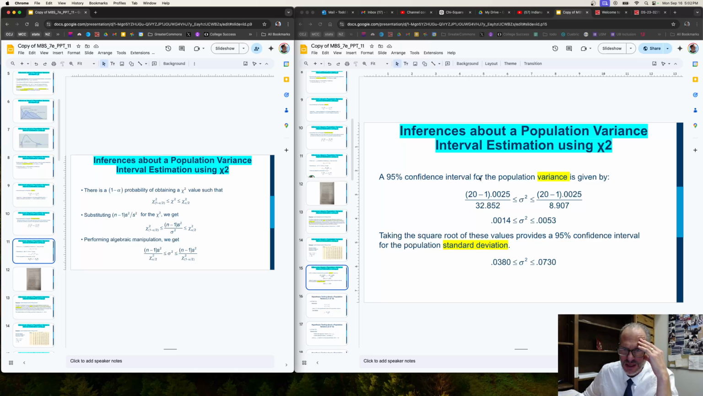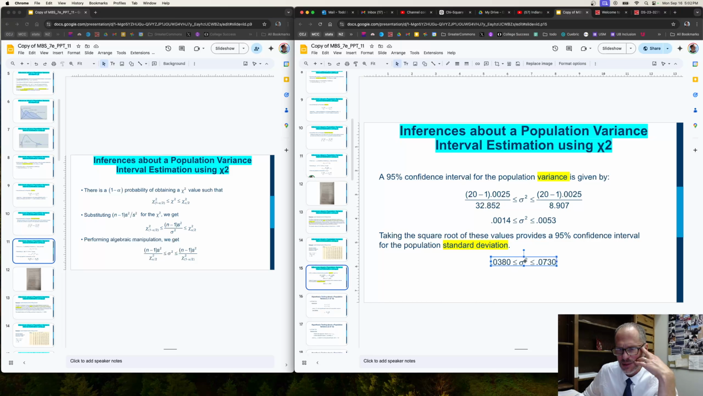A 95% confidence interval for the population variance is given by this. Taking the square root of these provides a 95% confidence interval for the population standard deviation. So we could say with 95% confidence that our variance is going to be between these two, and the standard deviation is going to be between these two.